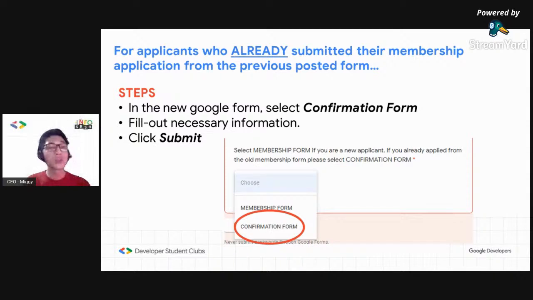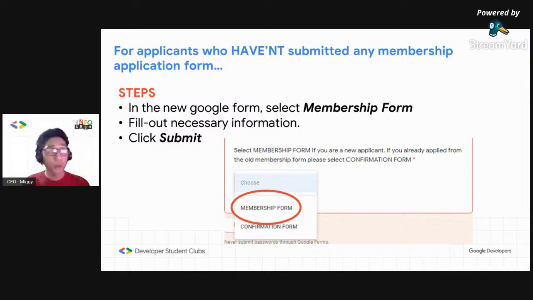On the new Google form that we will be sending, you will need to select the confirmation form on the select membership form. So you will be confirming your membership after this live session. We want to know if you're still interested in pursuing your application and being part of the DSCPLM. That confirmation form is quite short because we just need some details to verify your confirmation. You just need to fill it out and click submit. And then next slide, please.